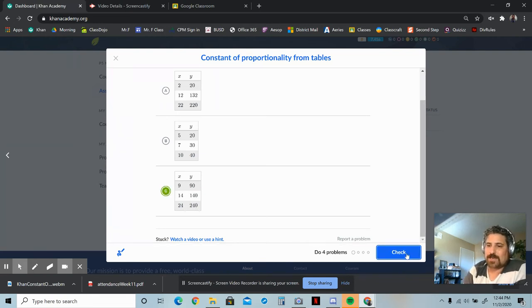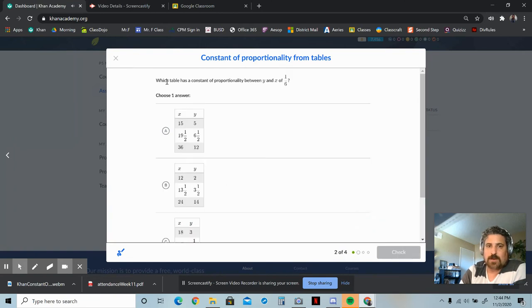It has to be the same throughout the entire table. So the ratio of y over x must be constant, right? That makes a proportional relationship. And in this case, they wanted that ratio to be equal to 10. In other words, input times 10 equals output. Is the input times 10 equal to the output? Yes, it is for C.